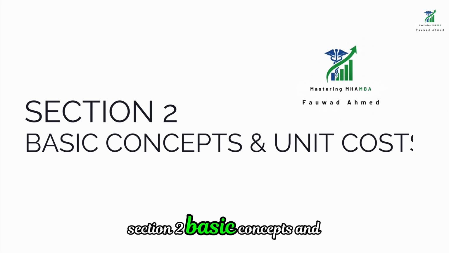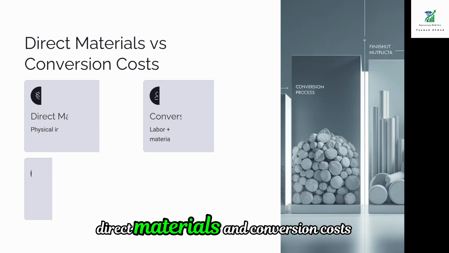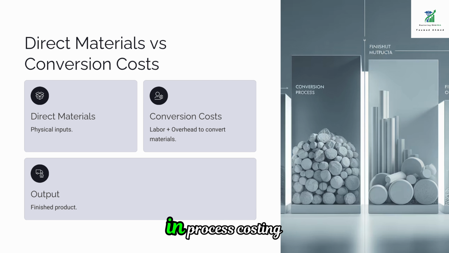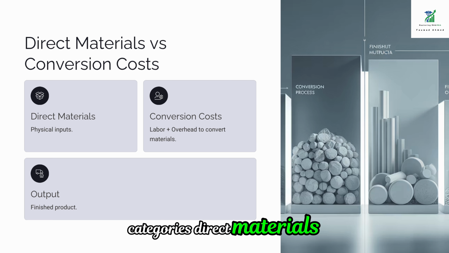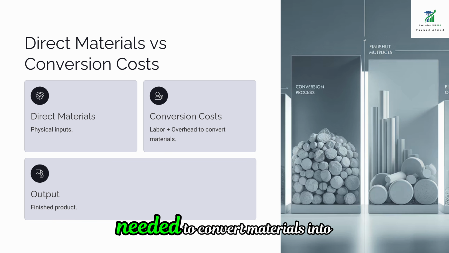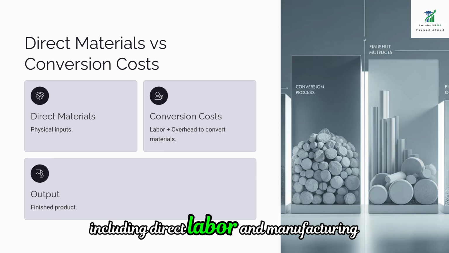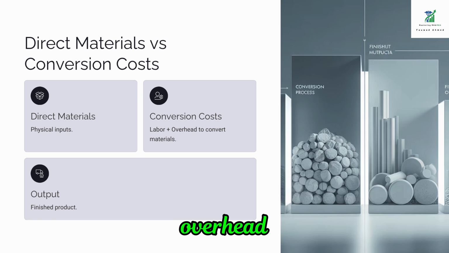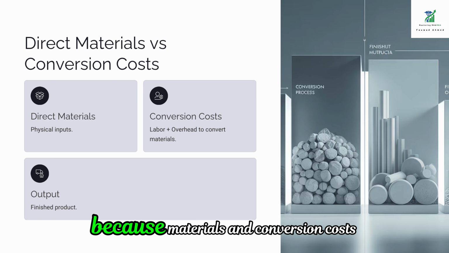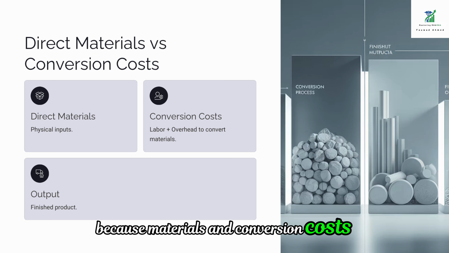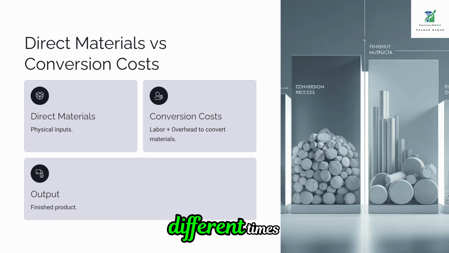Section 2, Basic Concepts and Unit Costs, Direct Materials and Conversion Costs. In process costing, costs are grouped into two categories: direct materials, the primary physical inputs, and conversion costs, all other manufacturing costs needed to convert materials into finished units, including direct labor and manufacturing overhead. This distinction is crucial because materials and conversion costs may enter the process at different times.